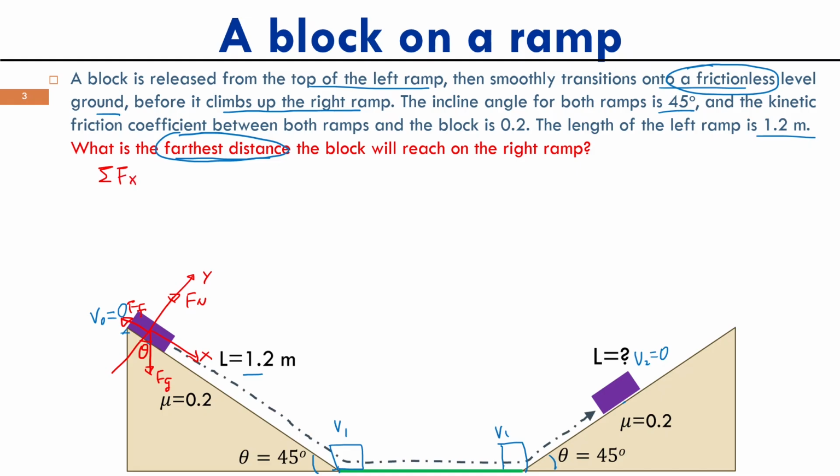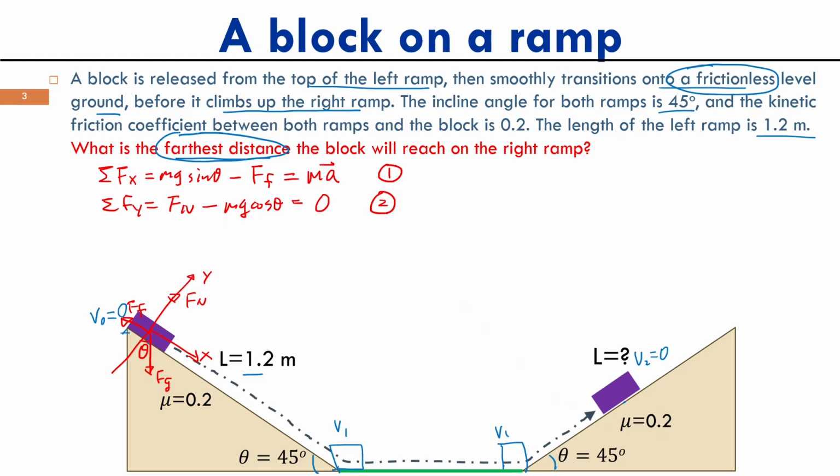So now let me write down the forces along the x direction. Sigma Fx equals mg sine theta, which is the component of gravity along the ramp, minus the kinetic friction force, which equals mass times acceleration. In this case, we have acceleration because the block is going down. And along the vertical direction, we have the normal force again, and another component from gravity, which is mg cosine theta. Because there is no motion along the vertical direction, it's 0. So let's label these as 1 and 2.